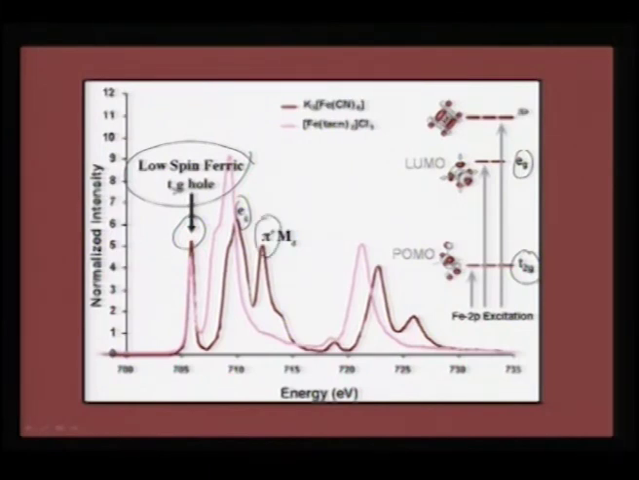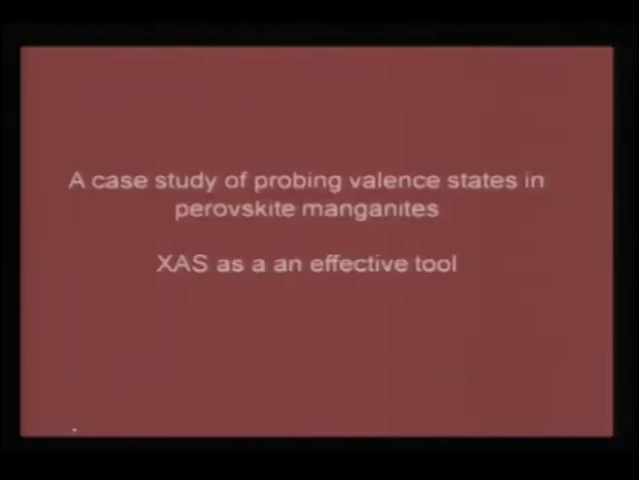So, this is for L3 and this is for L2, and similarly for other transition metals you can see this is an inner sphere complex and this is an outer sphere complex, and in both cases the spectral features are actually different. I will take one example from our own work on perovskite manganese and try to see how we have resolved some of the fundamental interactions that are happening within the unit cell using X-ray as a tool.